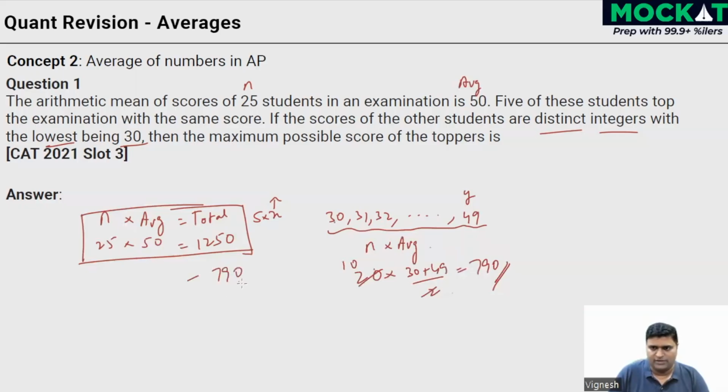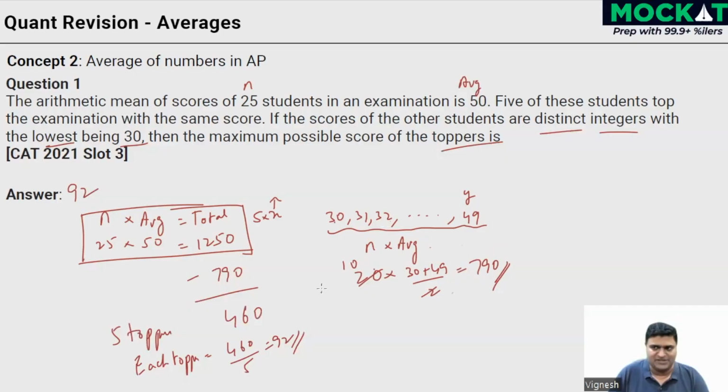So if I remove that, I'm getting my 5 toppers' score. 5 toppers over here is 210 plus 250, which comes to 460. If 5 of the toppers together have 460, then each topper is going to be how much? 460 by 5 comes to 92, right? What is asked over here? The maximum possible score of the toppers. The maximum possible score of the toppers is 92, right? That should be the answer.